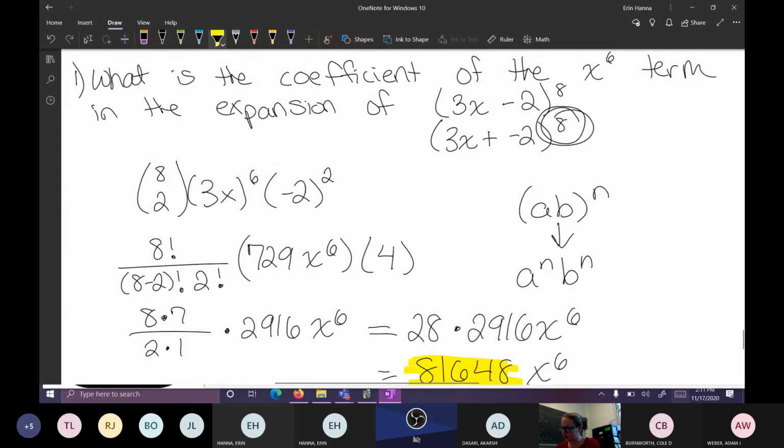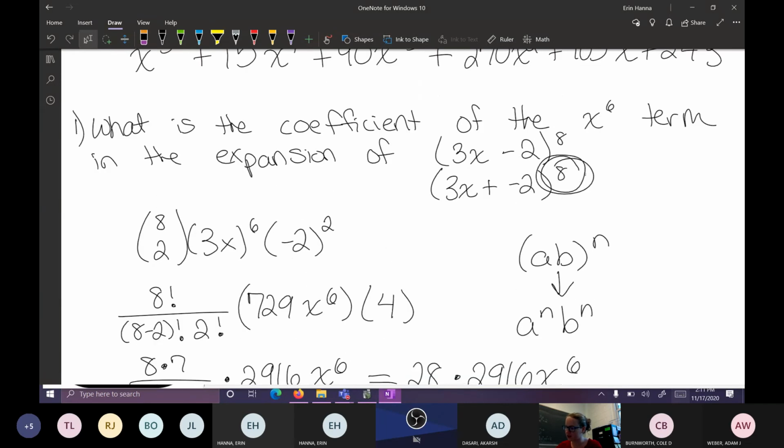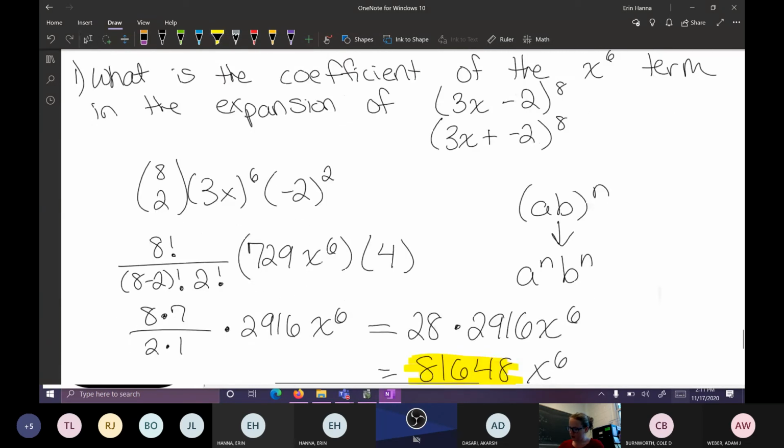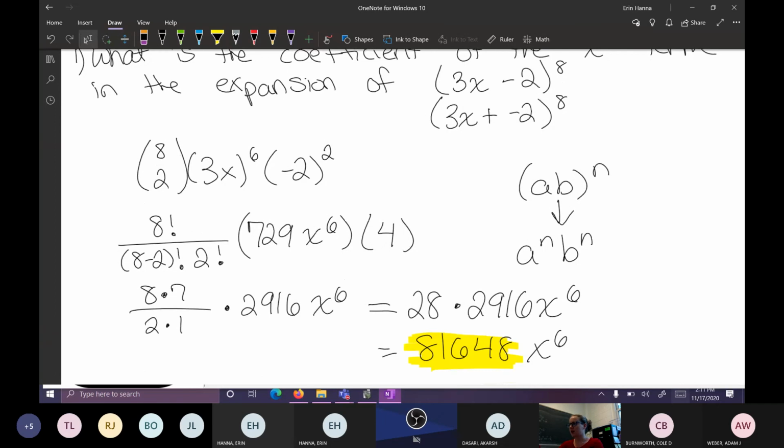So that's the type of question that you'll see on your exam when it comes to these types of things. You'll just have to find the generic term using the choose notation, and then take the two terms and make sure that the exponents on the two terms add up to whatever power you're expanding it out to. And then it's just algebra.